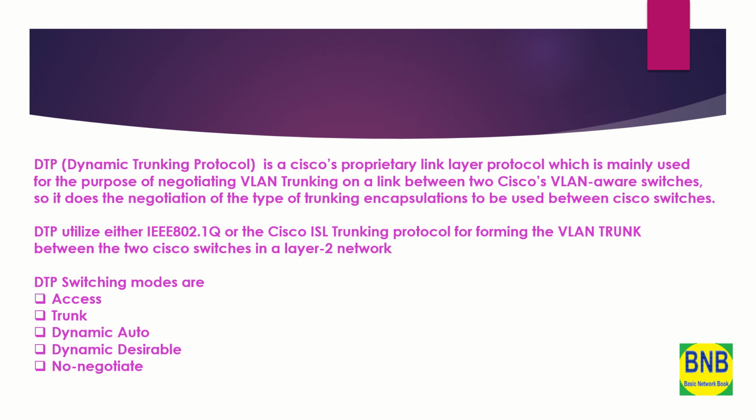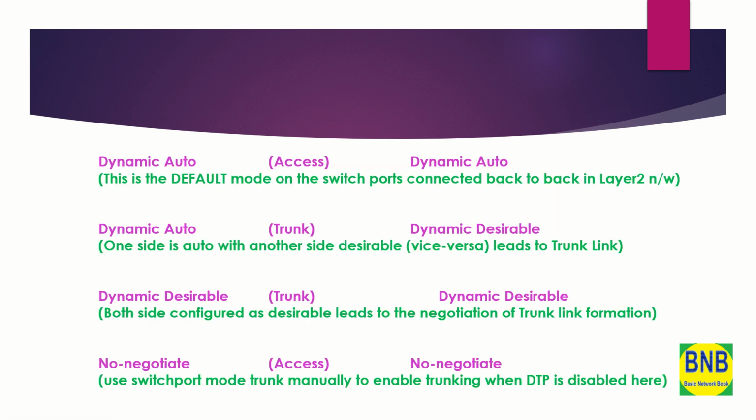And the DTP protocol uses switching modes. These are the modes that we are going to look into in the lab. So there are access mode and trunk mode, as we know. These two modes are common modes in your VLAN switching network. And the DTP switching modes are dynamic auto, dynamic desirable, and nonegotiate. So these modes are there, and we are going to see them one by one.